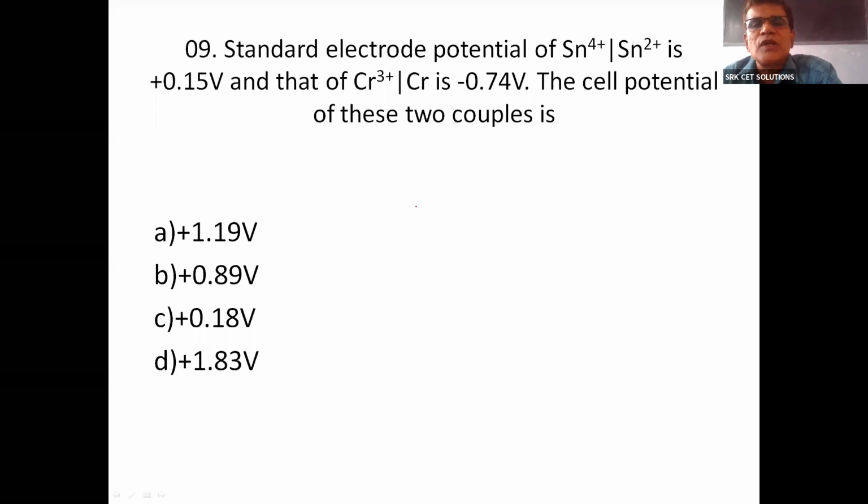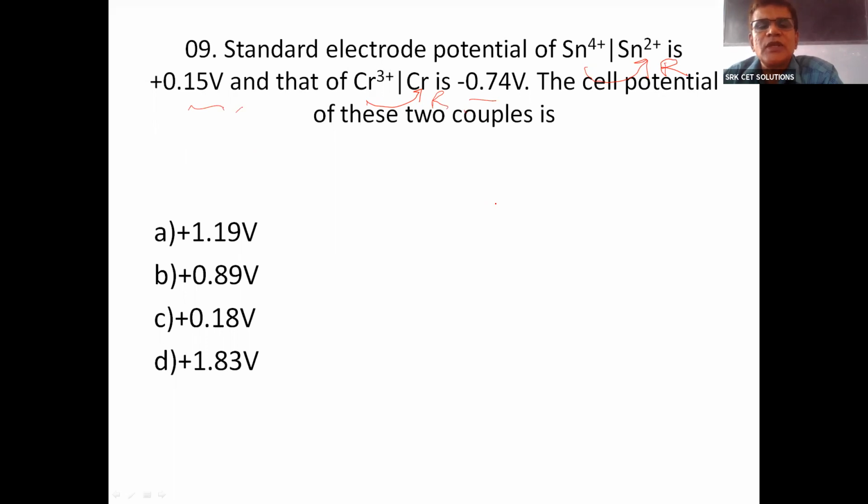Standard electrode potential of the tin half cell where stannic is converted into stannous. This is reduction. Look at this. Then chromium, sorry. It is chromium, Cr plus 3, and this is reduction. So the values are SRP values. The values are SRP values.